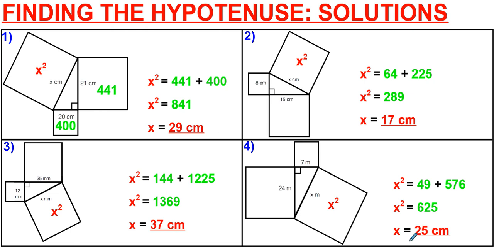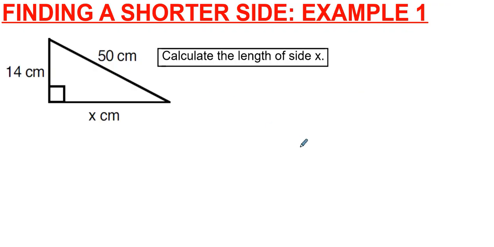So we've practiced now finding the longest side, the hypotenuse, but how about finding a shorter side? Well, finding a shorter side is actually very similar. And so here we've got a triangle, x long, 14 high, hypotenuse is 50, calculate x. We can use the same idea of drawing squares on each of the sides, like so.